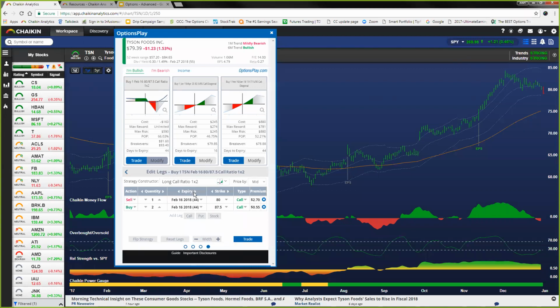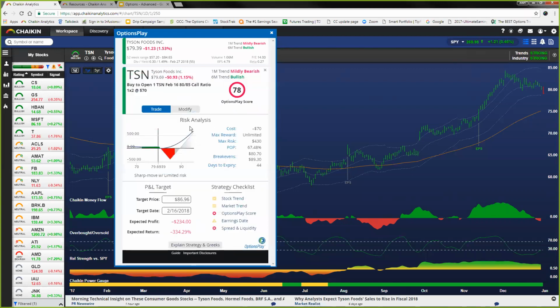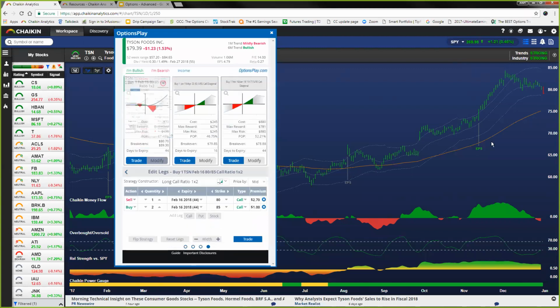Ooh, a little too far out in time. Interesting. So here's one that's for a credit. This is buying the 80 and selling two 85s, which means we really would want a target that's 85 or higher on this, which is a little aggressive. Let's do this: 82 and a half. All right, 80 by 82 and a half.